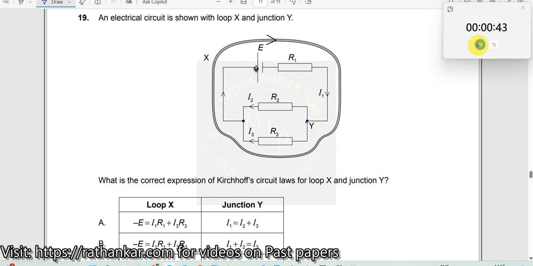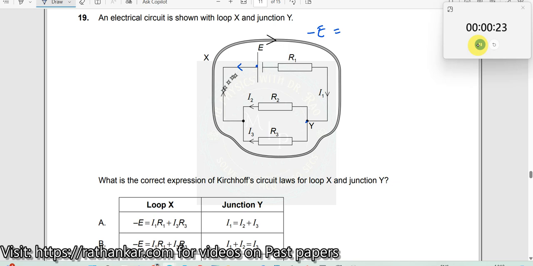So towards it, if this is your positive battery, then the current should actually go like this. But what is the conventional current? The conventional current should be like this, but the designated current is in the opposite direction. So therefore, we can say that the voltage drop here is minus E. So I can say minus E is equal to the sum of the EMF drops.